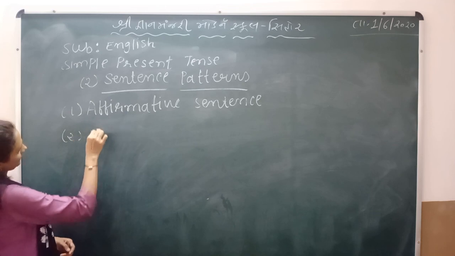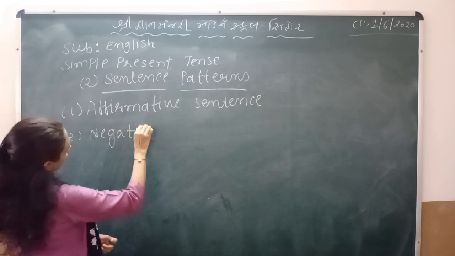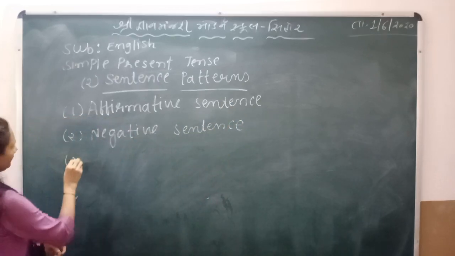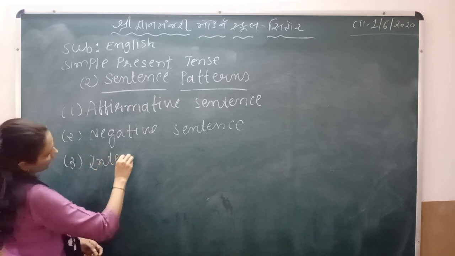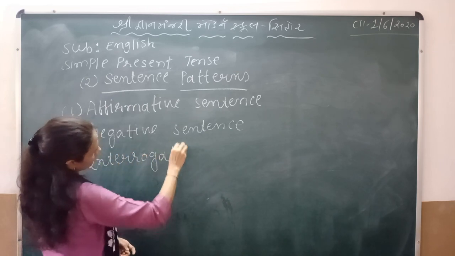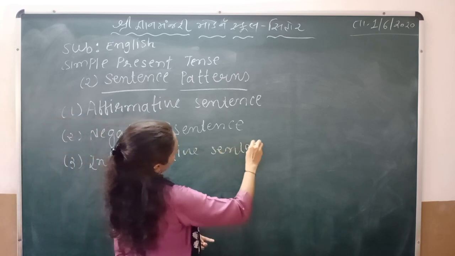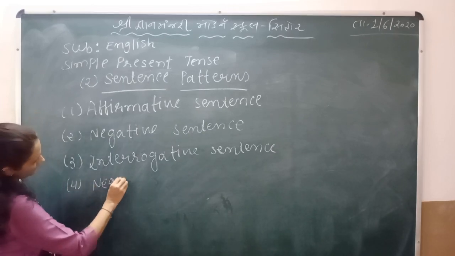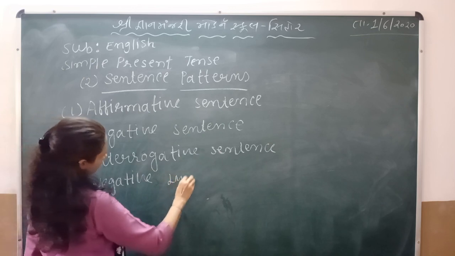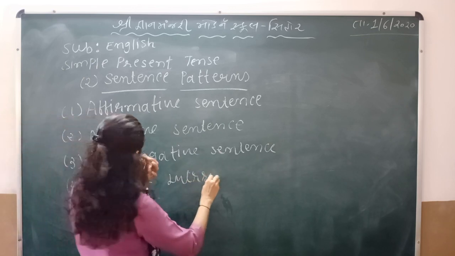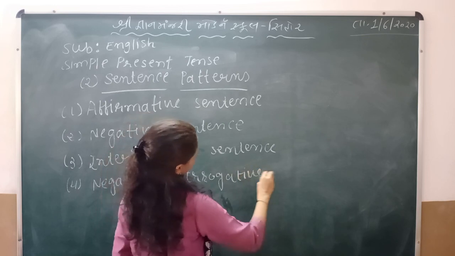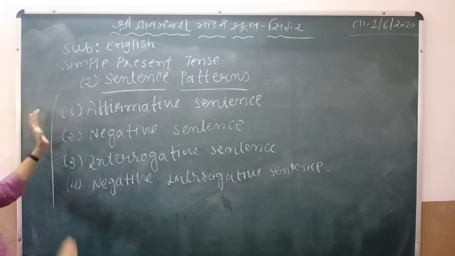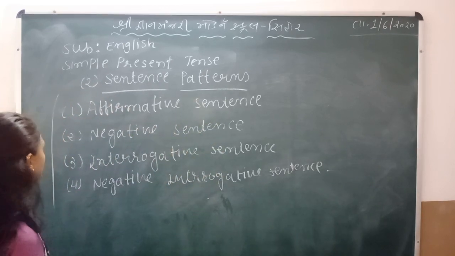Second, it is negative sentence pattern. Third, it is interrogative sentence pattern. And the last, means fourth, is negative interrogative sentence. We'll find these 4 types of sentence pattern in simple present tense.